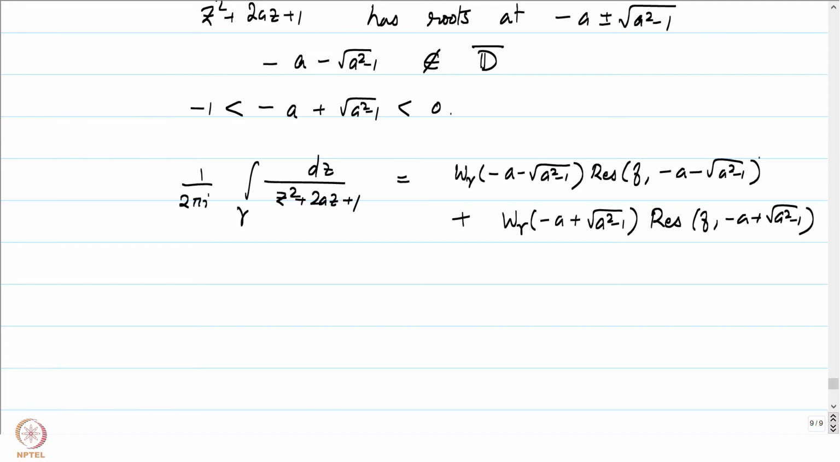We just noted that the point minus a minus square root of a square minus 1 does not belong to the closed disk D bar, and therefore the winding number is going to be 0.